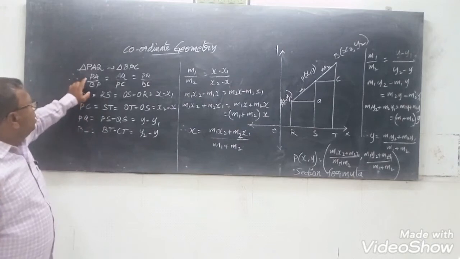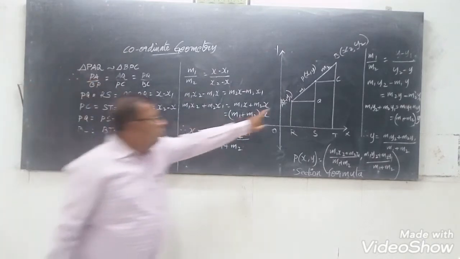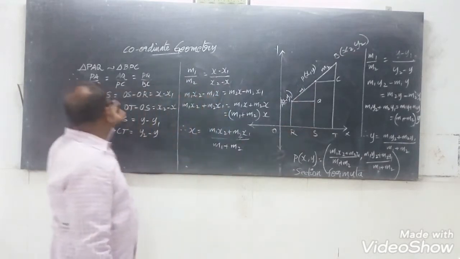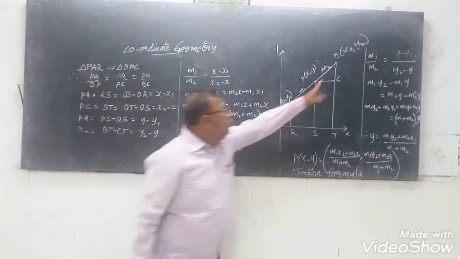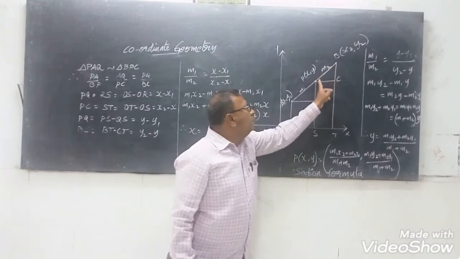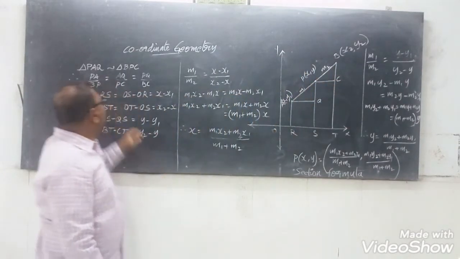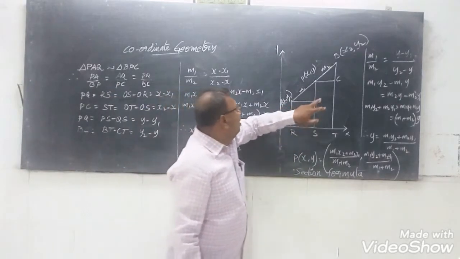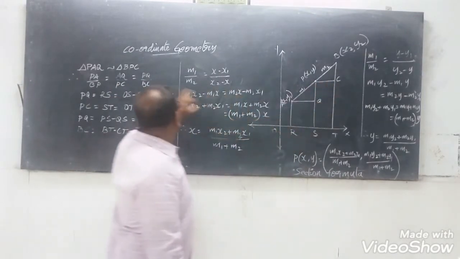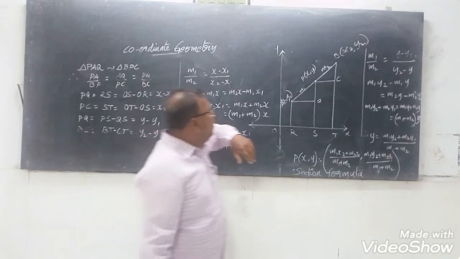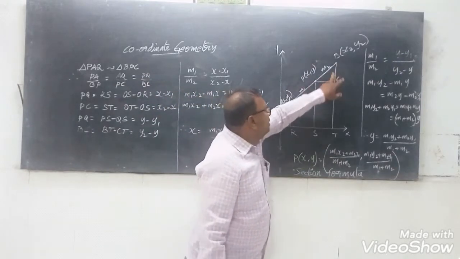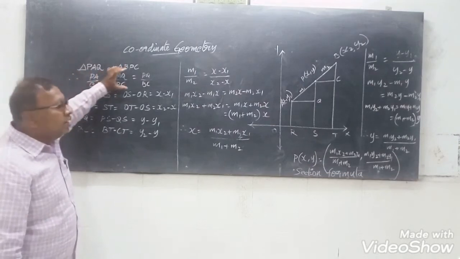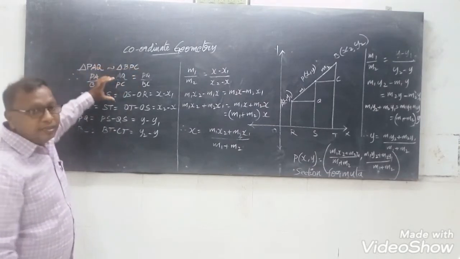So here PA in triangle PAQ by BP in triangle BPC is equal to AQ by PC, and this is again equal to PQ by BC. What I have written is the ratio of the corresponding sides of both the triangles, which are equal.